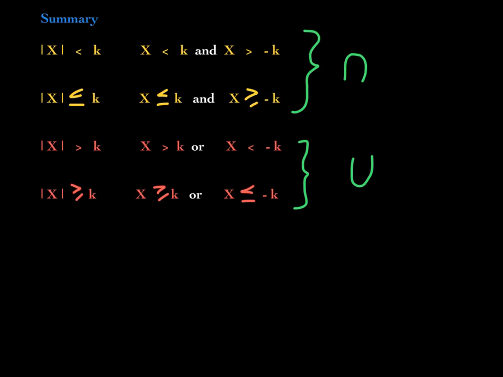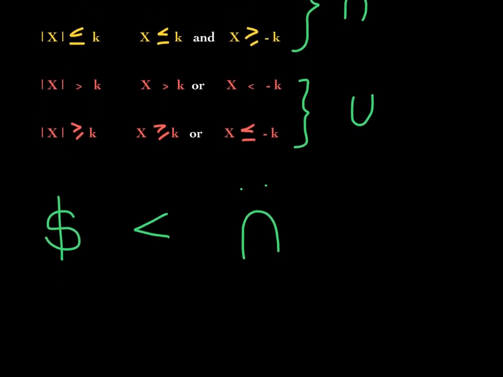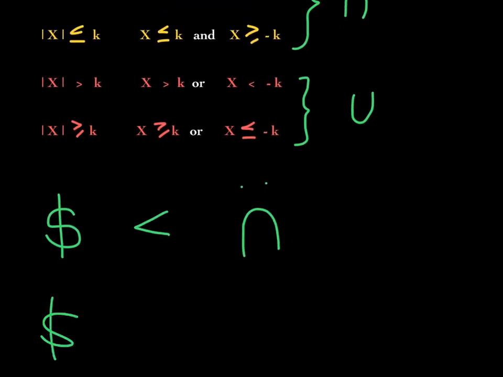A student of mine once shared this to help them remember between intersection and union for these kind of problems. They said, think of it in terms of money, professor. I said, okay. And they said, less money will make me sad, whereas more money will make me happy. All right? So less money, that's less than, will make me sad. This is intersection. More money, greater than, will make me happy.